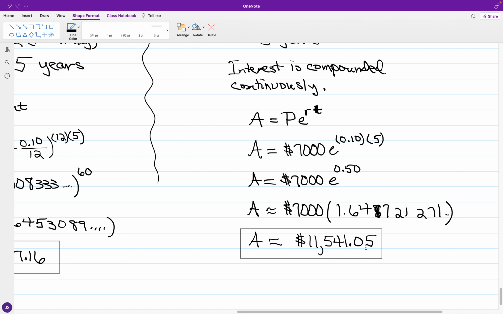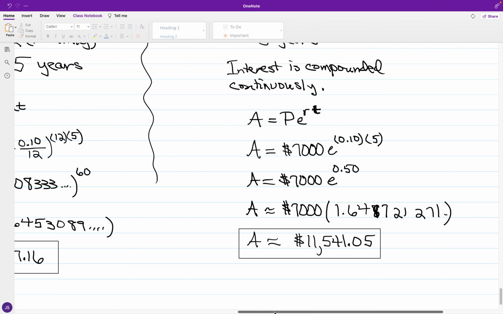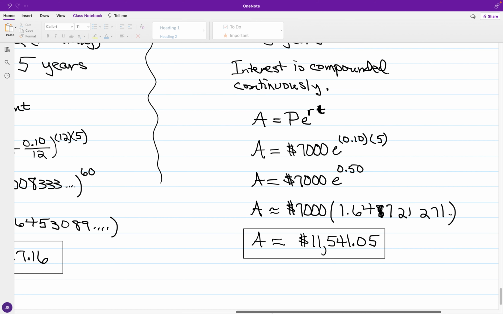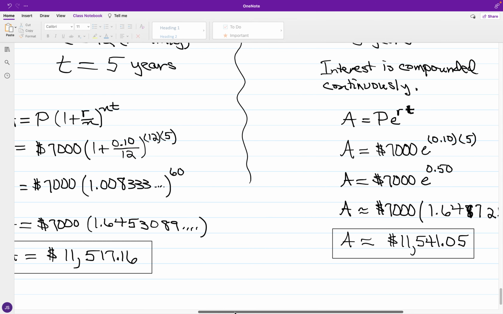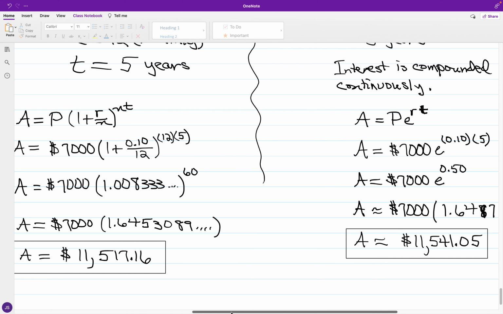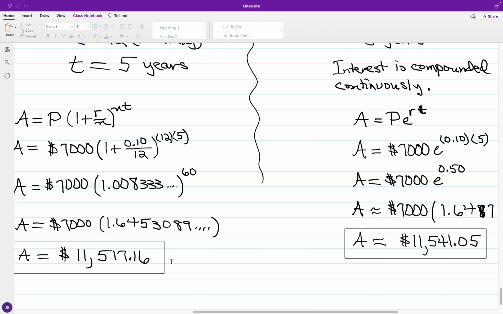Theoretically, that is going to be the maximum attainable amount in terms of how the 10% interest can be applied with what we have for the time span as well as the principal. So with the continuous compounding you have 11,541.05, and compared to the monthly, you end up with just about $24 higher than the 11,517.16.